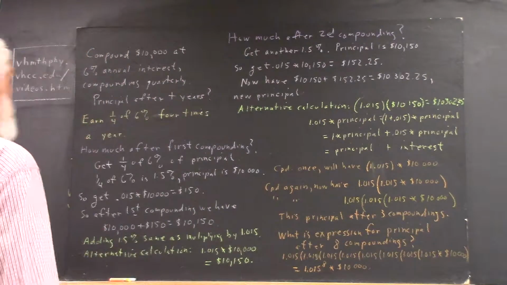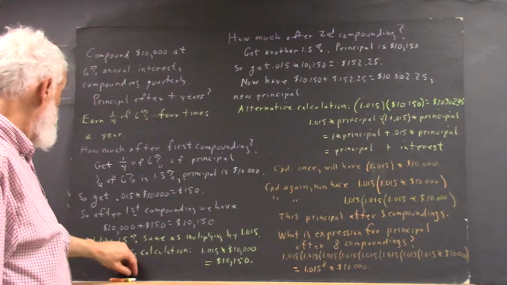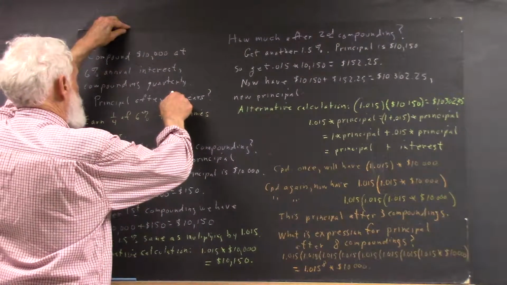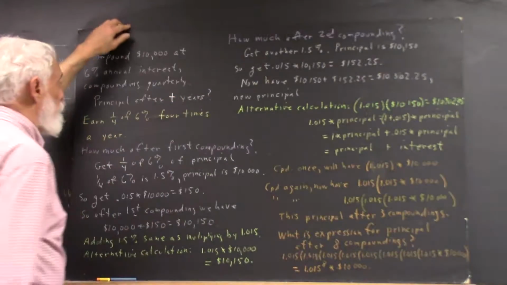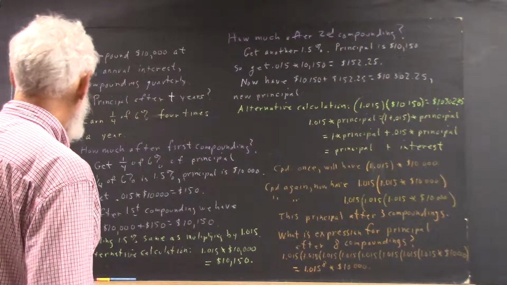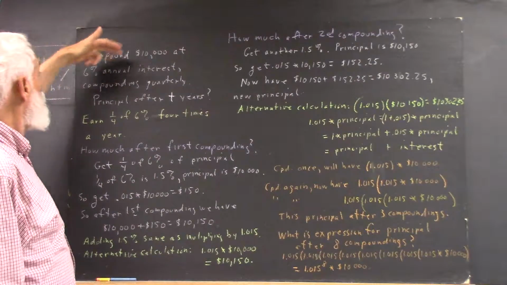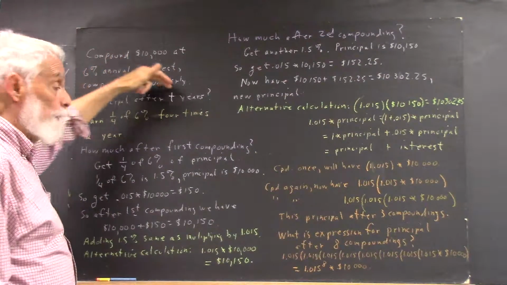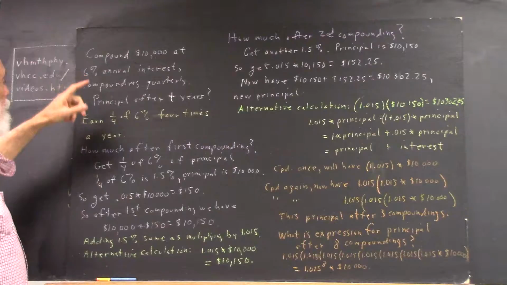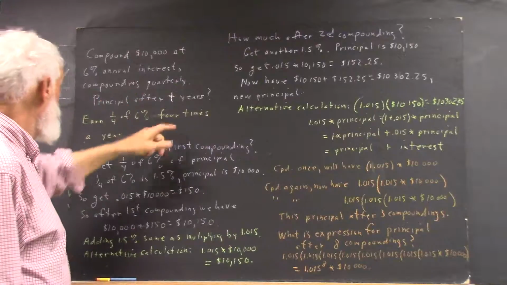Okay, if we compound $10,000 at 6% annual interest, compounded quarterly, we want to get an expression, or actually calculate the principal after T years. Well, we want to get an expression for the principal after T years. So we want to try to build that expression. Now, what does it mean to compound at 6% compounded quarterly? That means we compound 4 times a year. So that means we earn not 6% 4 times a year, we earn 1/4 of 6% 4 times a year.